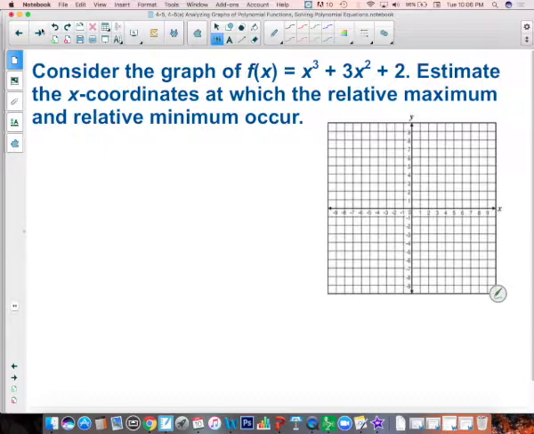Okay, so back at it. We have x cubed plus 3x squared plus 2. Making my xy chart for that. So if I just make my generic xy chart from -3 to +3.